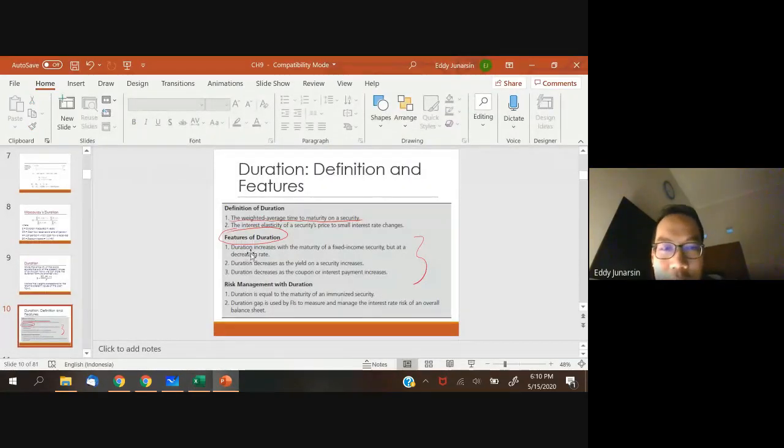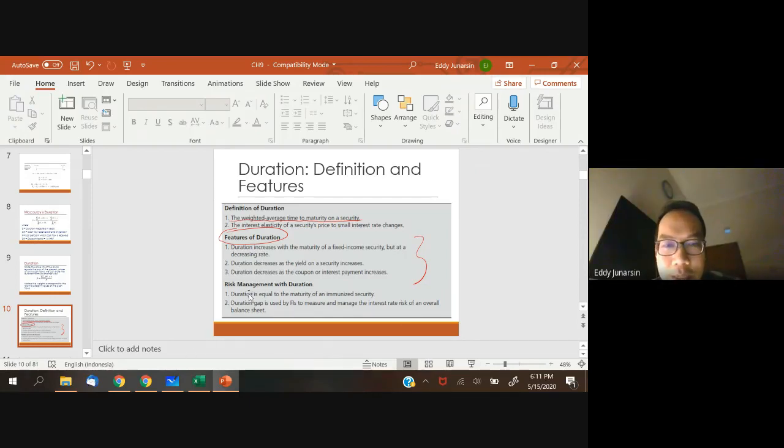So you understand the first point here is saying that the longer the maturity of an asset or a bond, the longer the duration will be. However, the increase in duration is not linear, or is not the multiplication of the increase in maturity, right?